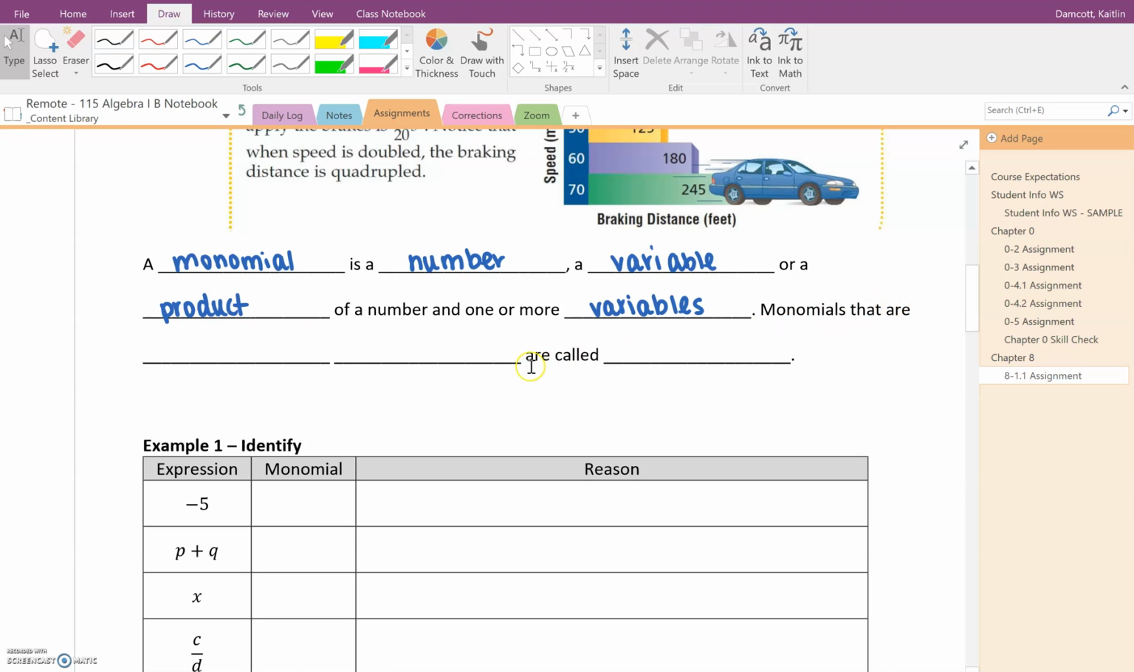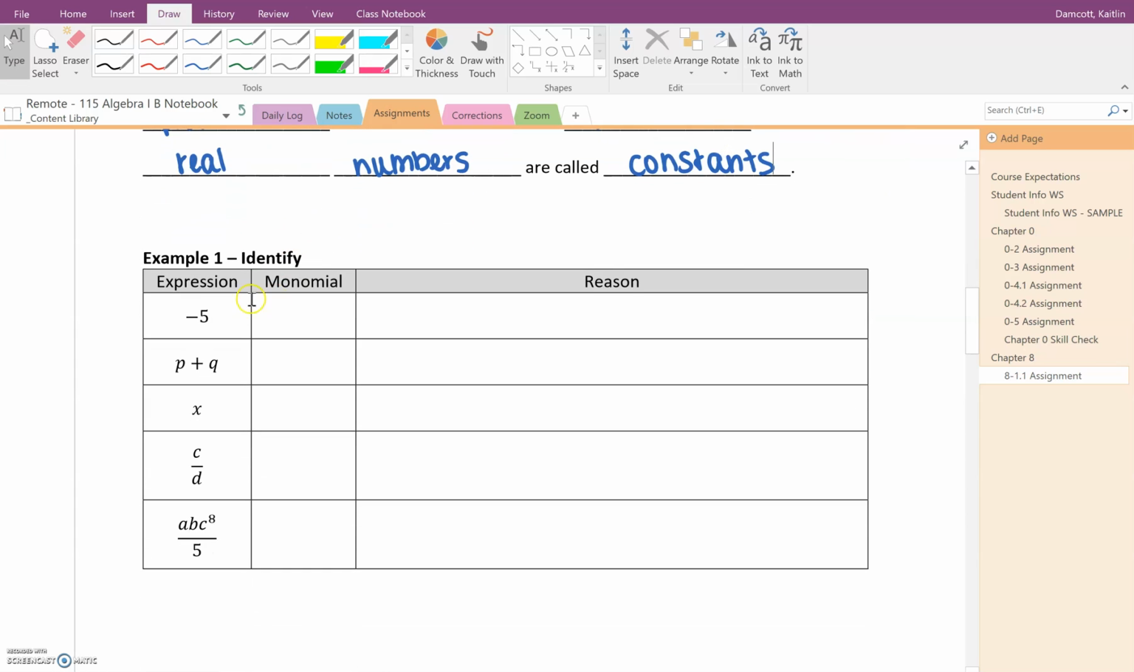Monomials that are real numbers are called constants. Okay, so those are the blanks. Now we should have an idea of what a monomial is so that we can look at some different expressions and determine whether each is indeed a monomial. So here are expressions. I'm looking at this first one, -5.